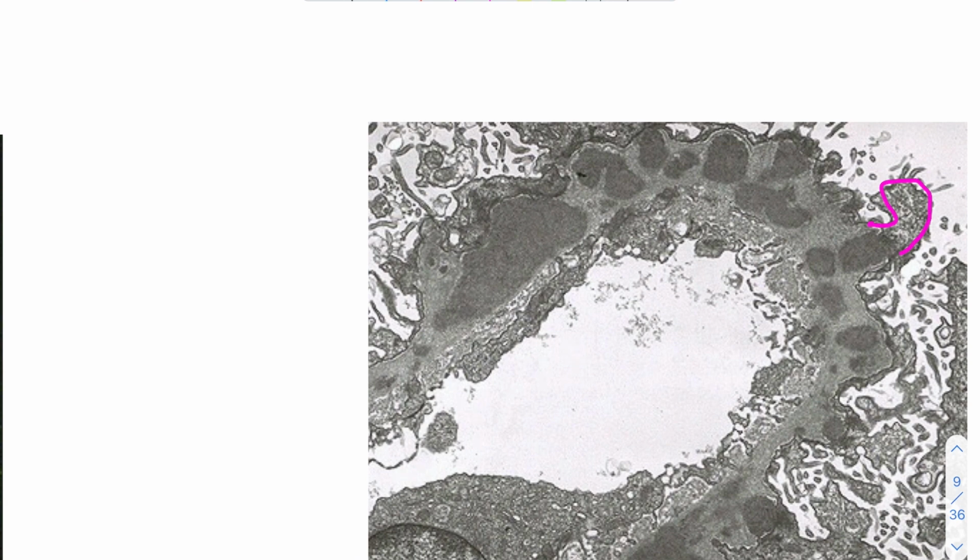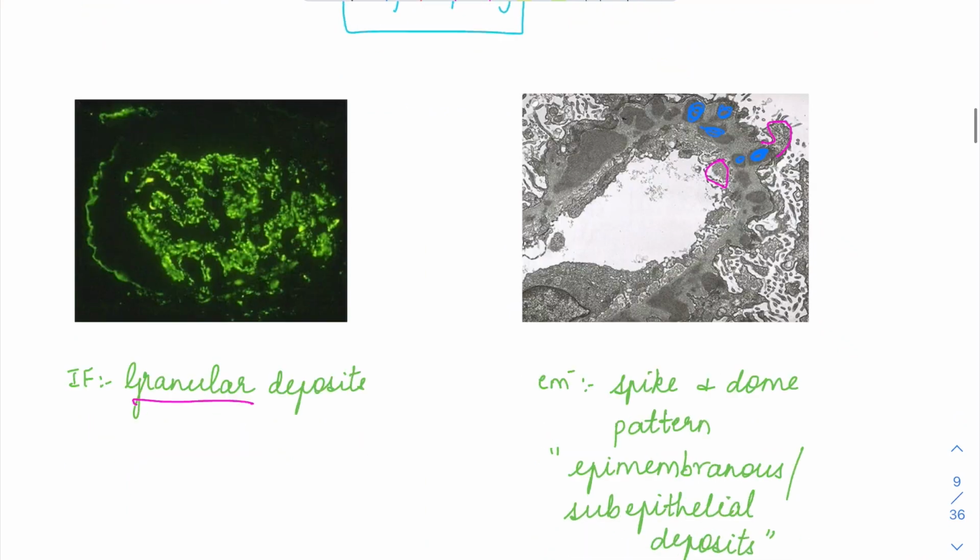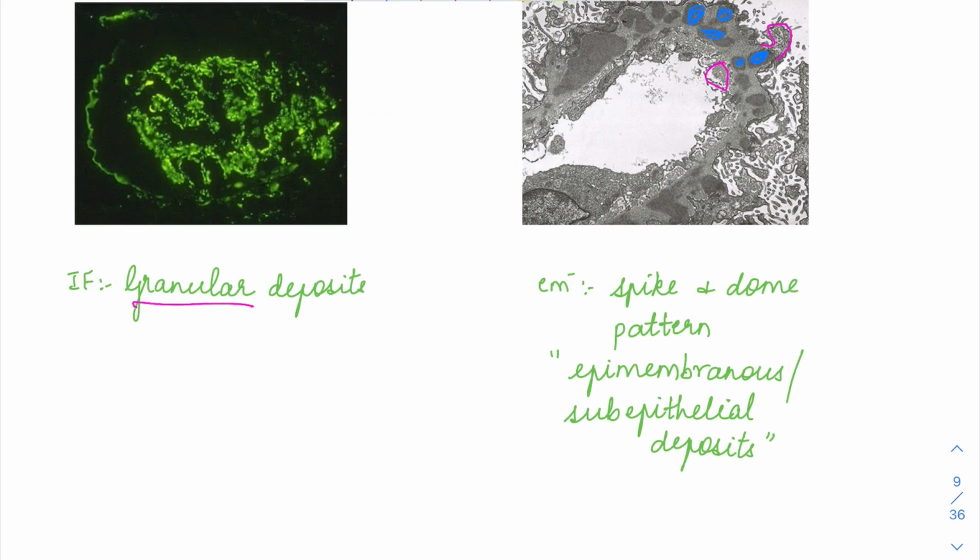So, here, if you appreciate, these are the podocytes. And this is going to be the endothelial cell. But in between, if you are able to see, these are the electron dense deposits which are present in a subepithelial location. Okay. So, this again is going to produce this subepithelial pattern.